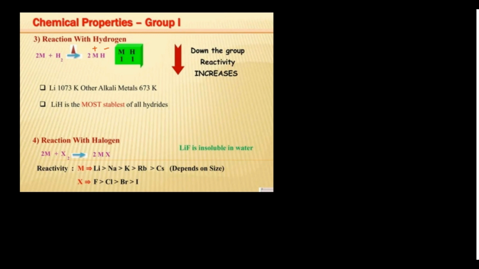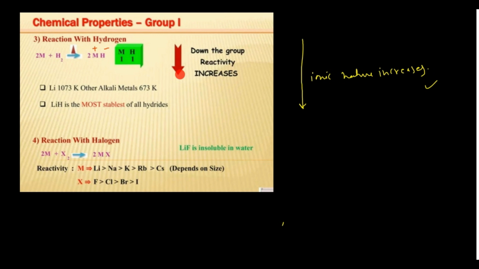Okay, and the ionic character of the bonds in the hydrides increases as the atomic number of the metal increases. That means if you go down the group, the ionic character actually increases, because the metallic nature also increases down the group. And the stability also increases in the same manner as you go down the group. So down the group reactivity increases, as I already explained, and stability also increases in the same manner, and ionic character also increases in the same manner for the alkali metals.